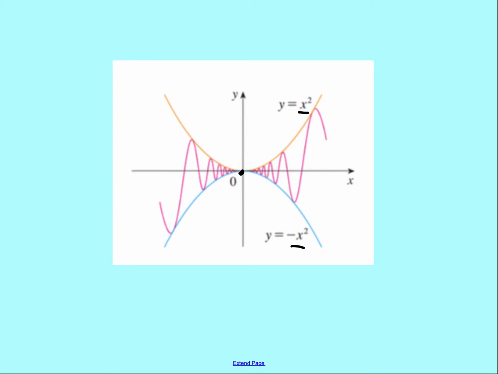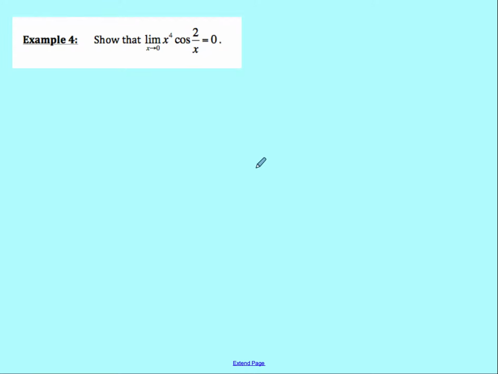Let's go ahead and give this a try again. Show that the limit as x approaches 0 of x to the fourth cosine of 2 over x equals 0. You can graph your cosine function of 2 over x and confirm, but it is in between -1 and 1. So we're going to start out with that. So we will have cosine of 2 over x, and I'm going to put that in between -1 and 1.